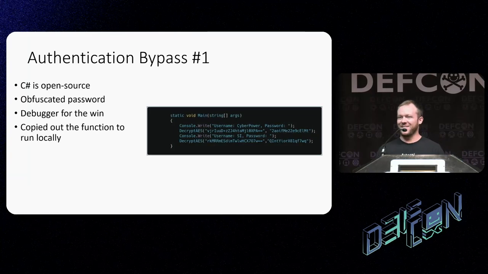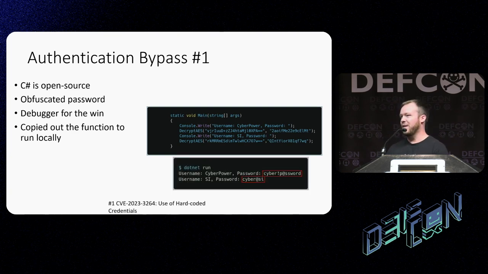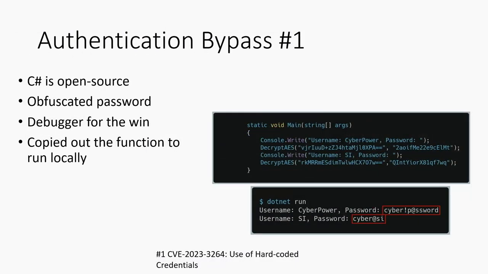The next bit is, because the decompiled representation of the application is so good, you can actually just copy it out and then run it in its own C# function. So that's what I did. I just copied that DecryptAES function out into its own file, passed in those encrypted values plus the salt, and we were able to get these default credentials in plain text. So this was our first CVE that we filed against CyberPower here.